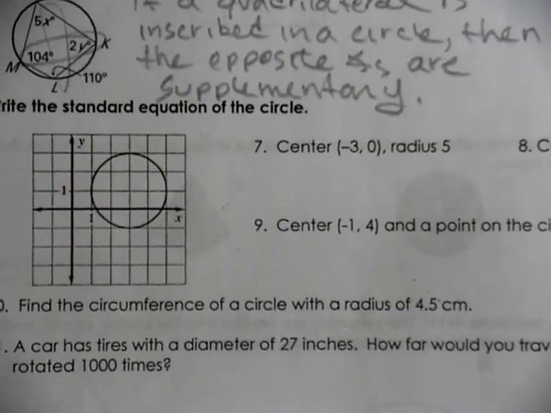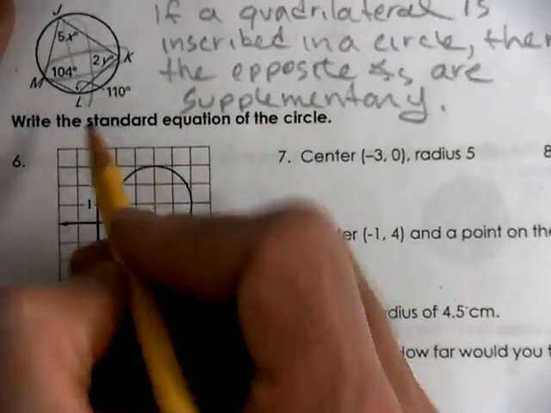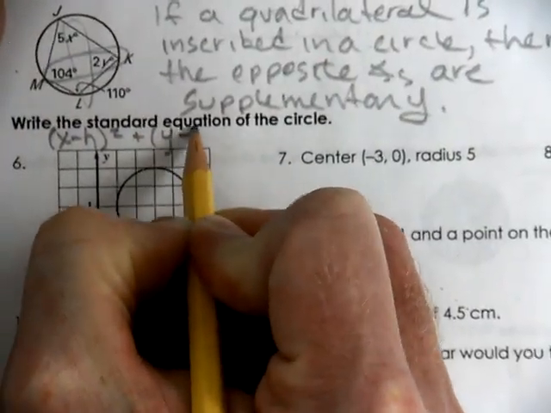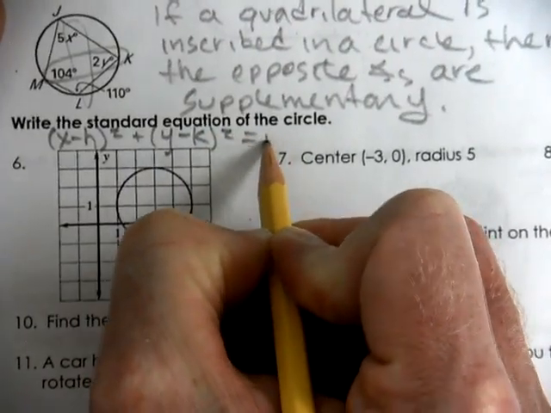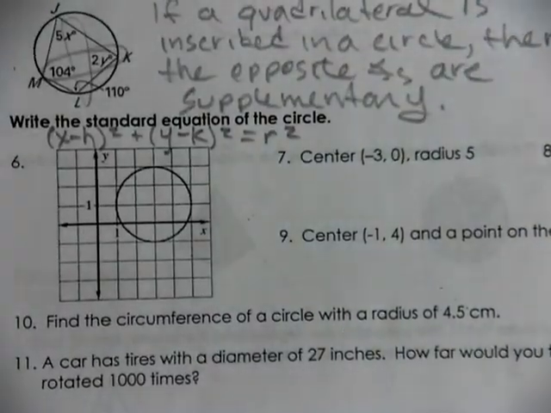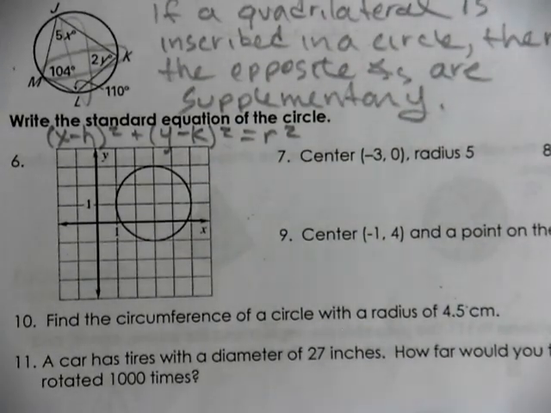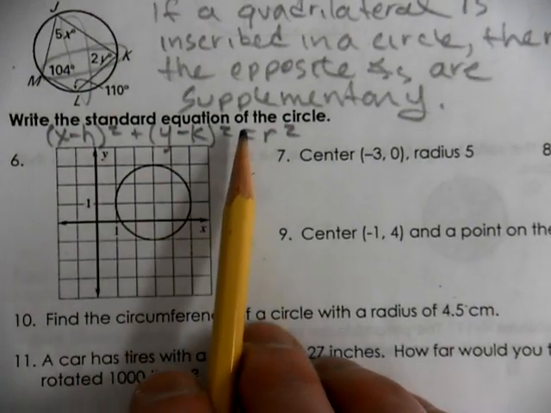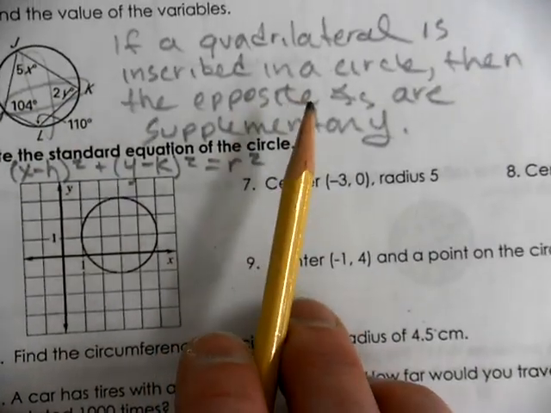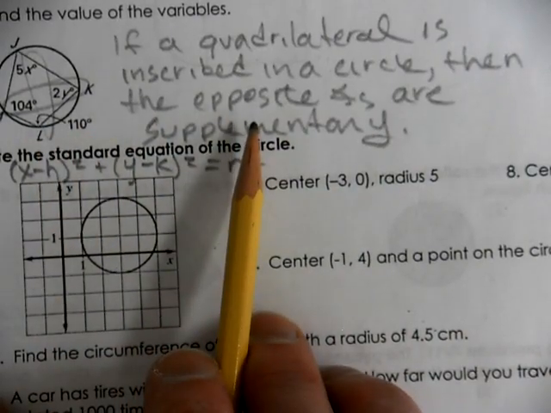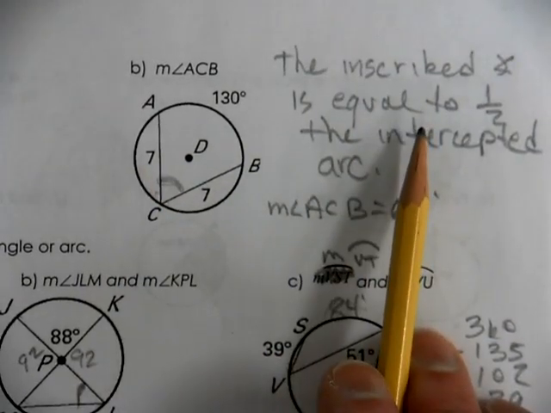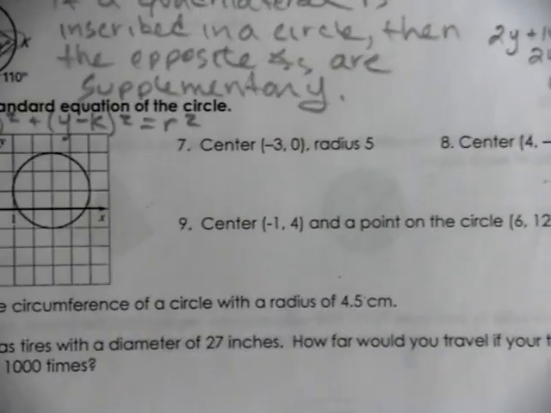All right, write an equation of a circle. So we have (x minus h) squared plus (y minus k) squared equals r squared. These are all statements that you want on your note card. This is the equation of a circle. Here was a theorem that's going to help you about circles. Here's a theorem that's going to help you about inscribed angles. So you want to have those.